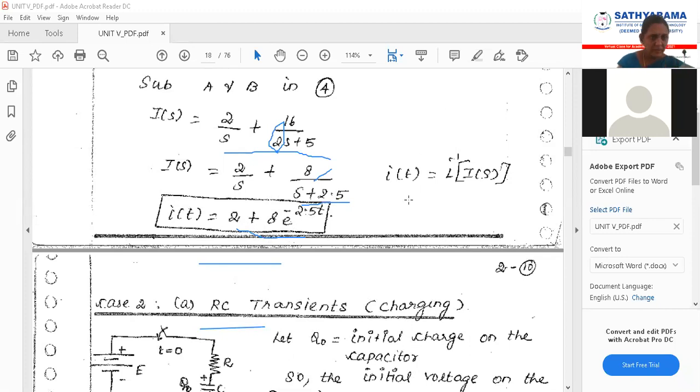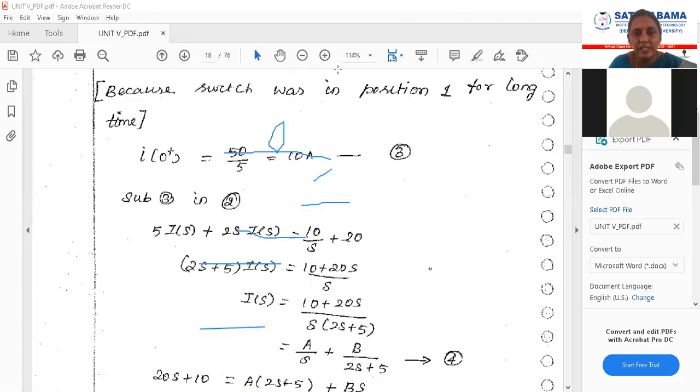Now this is the value for, this is the thing we have done for RL transients. Any doubt you have here, you just post me in the chat box. Otherwise, I will start up with RC.